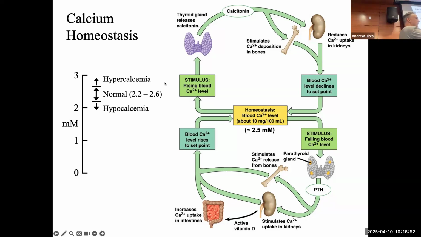The levels of blood calcium have to be maintained in actually quite narrow ranges. This is only like a 20% range here. Too high is hypercalcemia, too low is hypocalcemia. One of the reasons that we have to maintain that in a narrow range is that calcium is probably the most important second messenger signal within our cells.